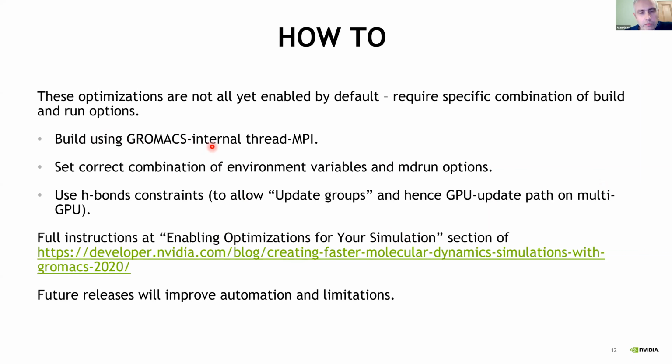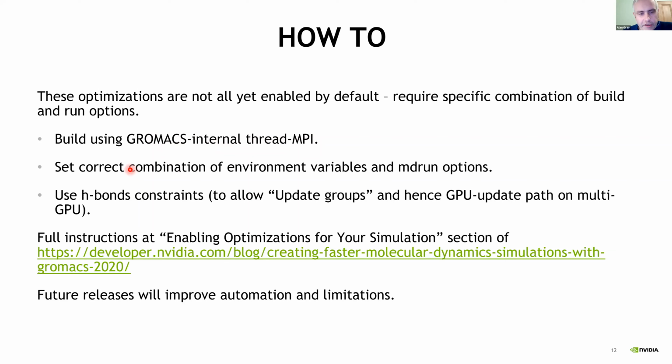It requires you to build with, so Gromacs has its own built-in MPI library. Basically, if you don't provide an external MPI library, then this is what Gromacs will use by default. And this is required actually to enable these optimizations at the moment. I'll come back to that. So you need to build Gromacs with its thread MPI, its internal MPI library. That means that these optimizations are limited to a single compute node. It means that the communication optimizations can't be triggered across multiple nodes because that will require an external MPI library. And we are working on that. I'll come back to that.